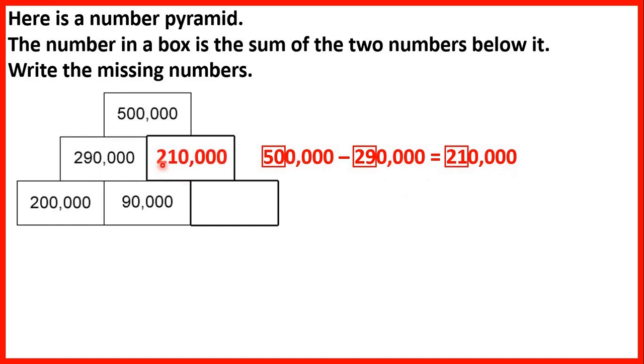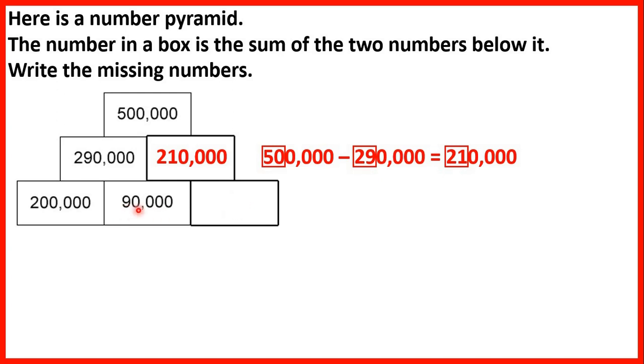So we have 210,000. If you can't do this mentally, then of course you can use column subtraction to get your answer. So now, knowing that this box is 210,000 will help us to work out this box here.